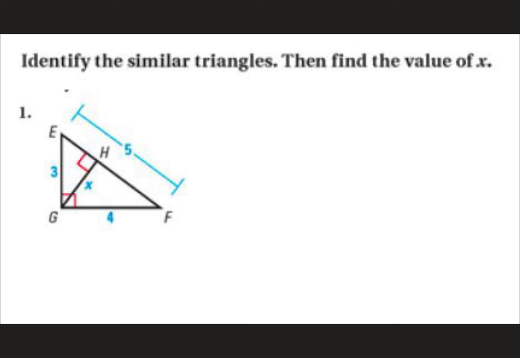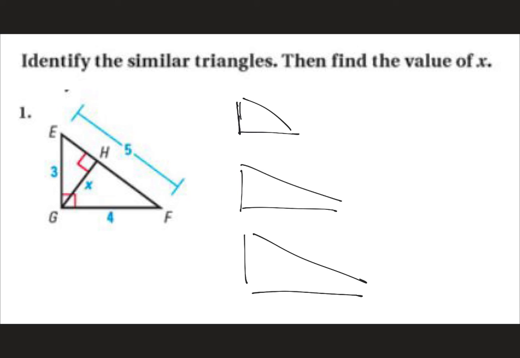Okay, identify the similar triangles, then find the value of x. So I'm going to draw my small triangle, my medium triangle, and my original triangle. I'm going to draw the angle H as my right angle of the small. In the medium, we also have angle H, and the big triangle, that's at G.